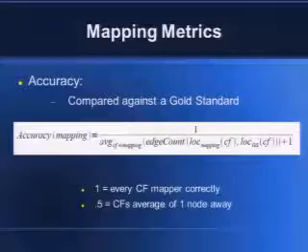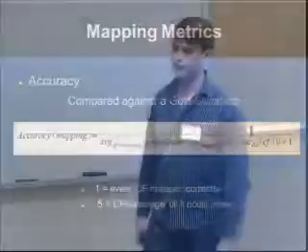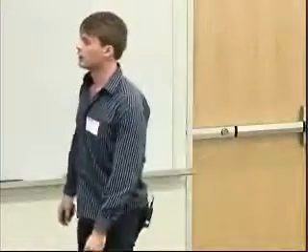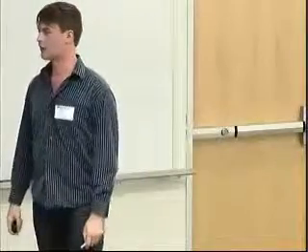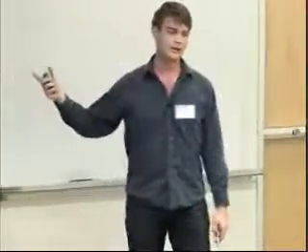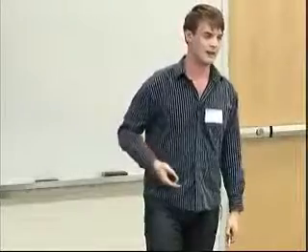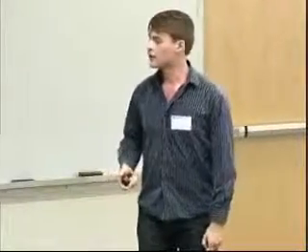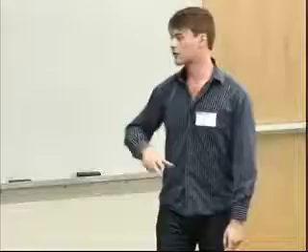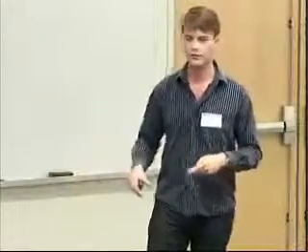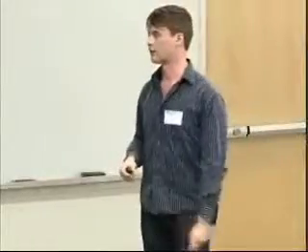Now, in order to determine how accurate these mappings are, we have 2 main metrics which were useful. The first one is accuracy, and it's compared against a gold standard which was created by human annotators. It's a measure of how far away on average a mapped crude feature is from where it should have been in the gold standard. So it's a score between 0 and 1, where 1 would mean a perfect mapping, where every crude feature is where it should be, and 0.5 means every crude feature is an average of one edge away from where it should be in the tree.